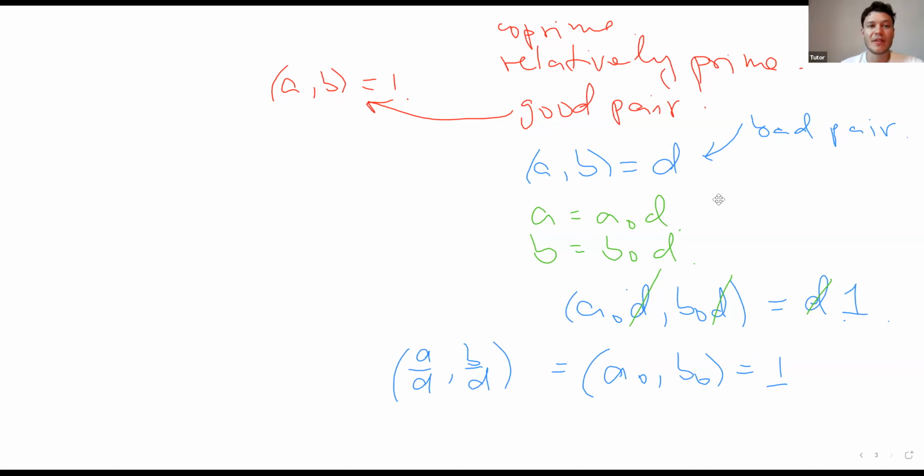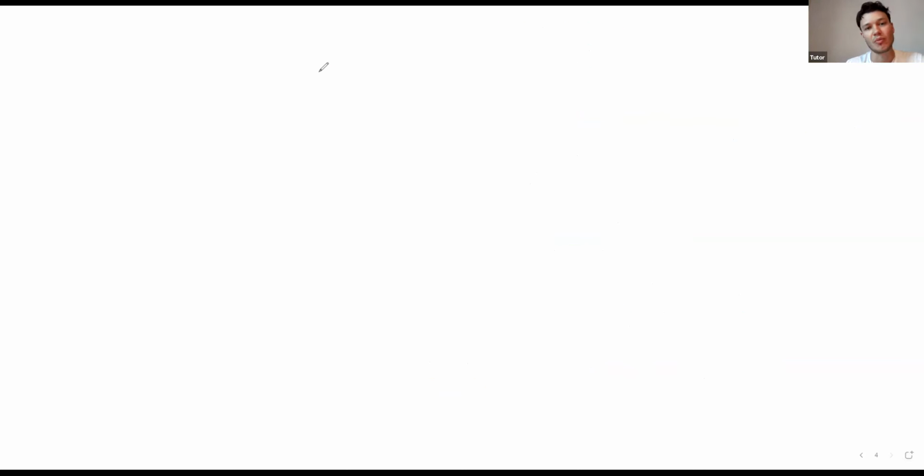This good pair, bad pair has other interesting properties. Let's say that I have a good product. So what do I mean by good product? Basically, imagine that A, B, and N were a good pair. Well, what does this mean?